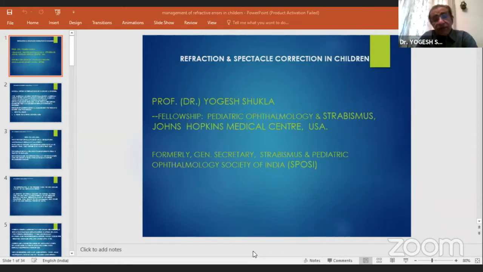the refractive error management, how the refractive error develops and how it should be managed in children is an entirely different cup of tea. It is entirely different from an adult. How do you manage and treat an adult in the refractive errors? But in children, it is entirely different.